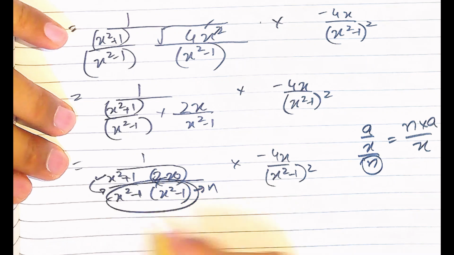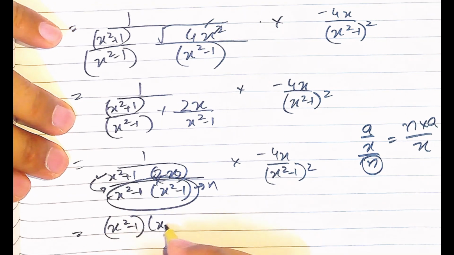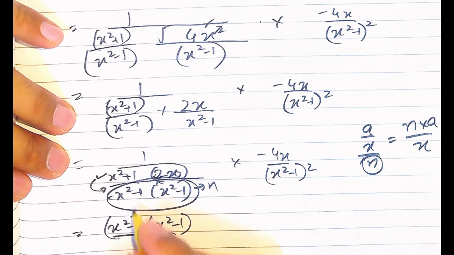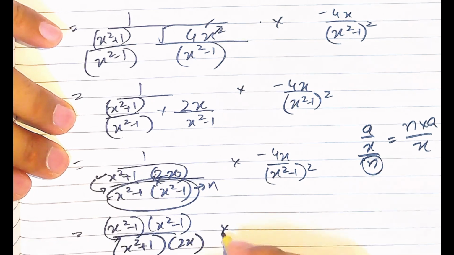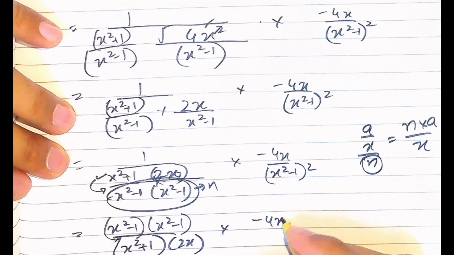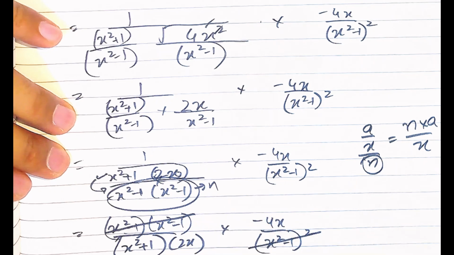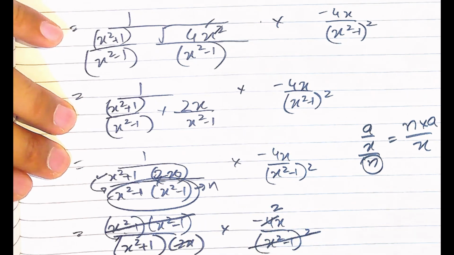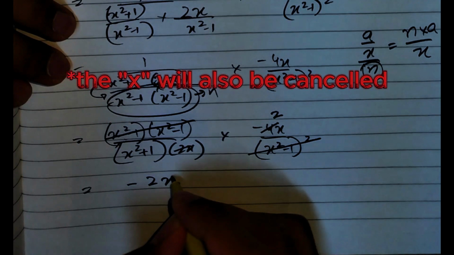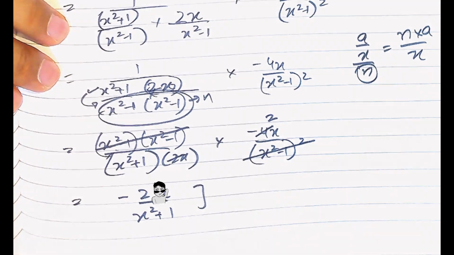Okay. So we can write this term in the numerator, x squared minus 1, x squared minus 1 divided by this term right over here, x squared plus 1, 2x multiplied by negative 4x divided by x squared minus 1 whole square. And you can see this x squared minus 1 whole square is cancelled by this thing right over here, and this 4 is cancelled by this 2 right over here. So we are left with negative 2x divided by x squared plus 1. And I hope that this question makes sense.